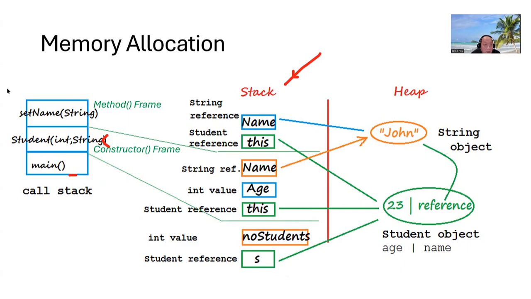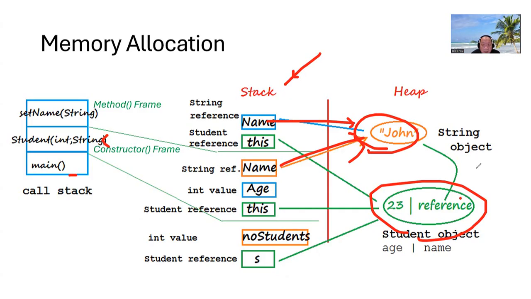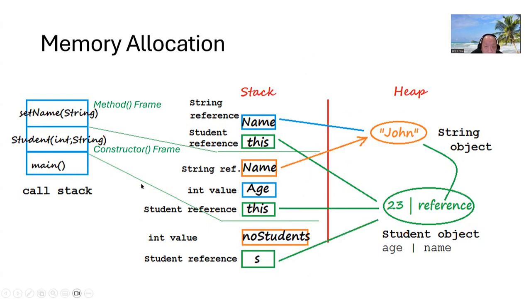While you may have a string name Jiang, and it may be shared by different reference variables. There may be a student reference, 23 years old, and then the name is Jiang. So it gets shared by different reference variables. Okay, that's how memory allocation works.